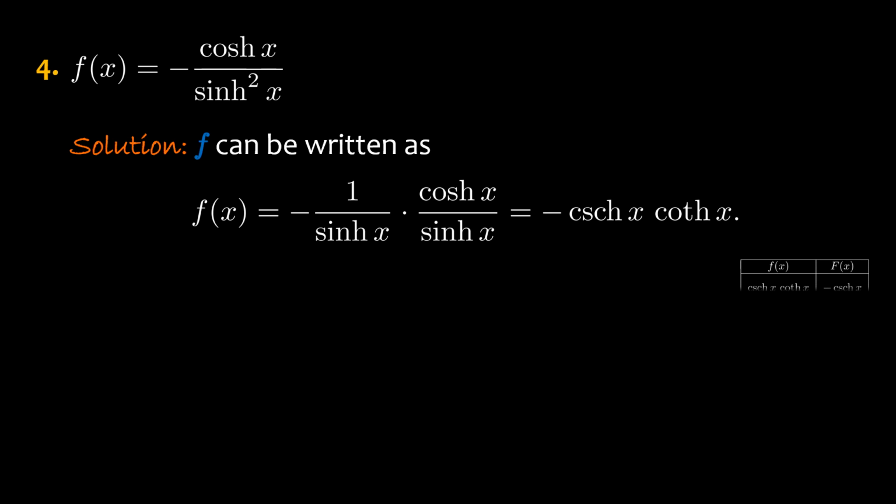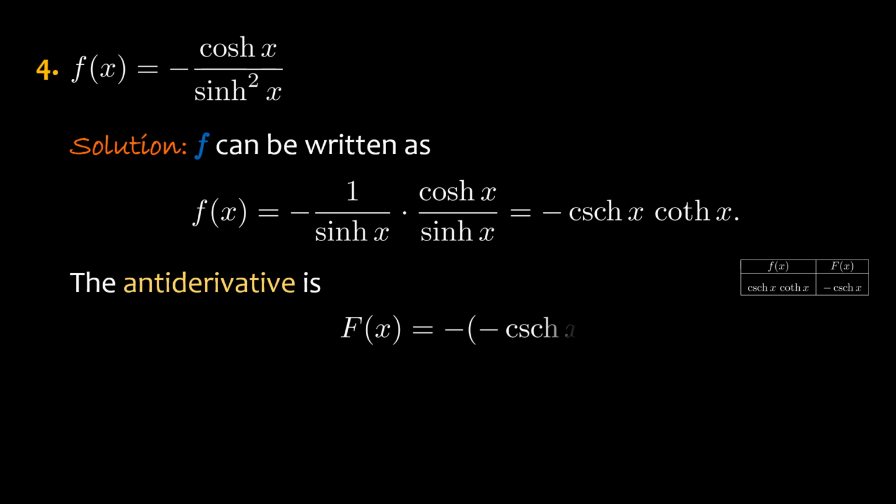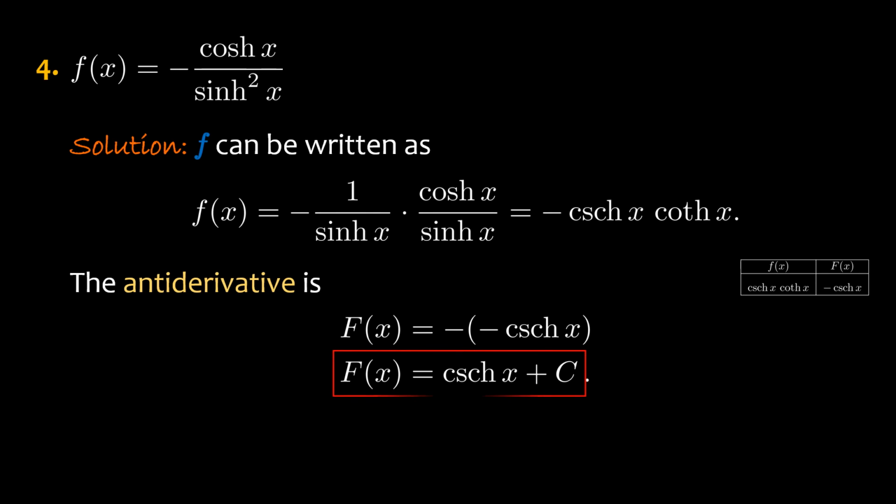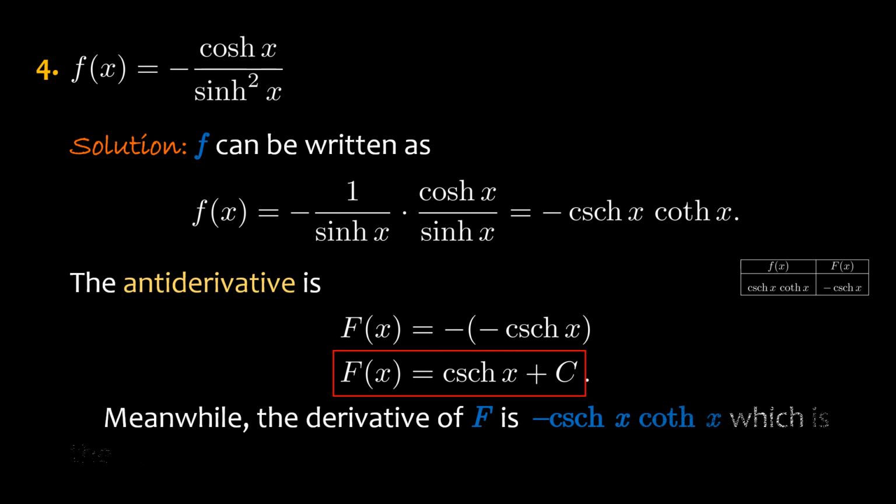Using the table of antiderivatives, its antiderivative is F of x equals the hyperbolic cosecant of x plus c. Meanwhile, the derivative of F is the negative of hyperbolic cosecant of x times the hyperbolic cotangent of x, which is the same as the original function.